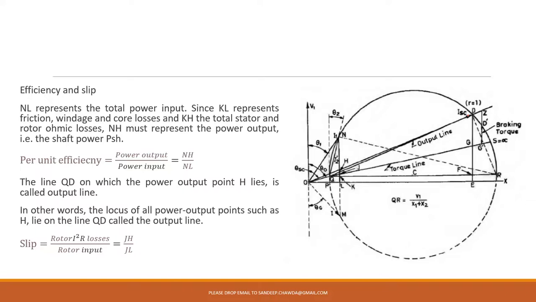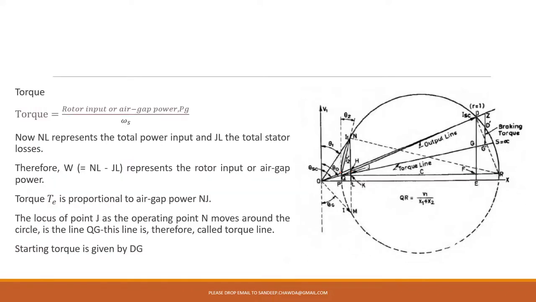You can give the slip. Slip will be given by rotor I square R losses divided by rotor input. What was the rotor I square R losses? Rotor I square R losses was given by JH. And what was the rotor input? The rotor input will be given by the stator input minus losses. So it will be given by JL. JS divided by JL will give you the slip. So slip can also be calculated from the circle diagram.